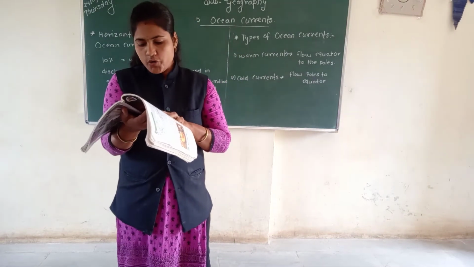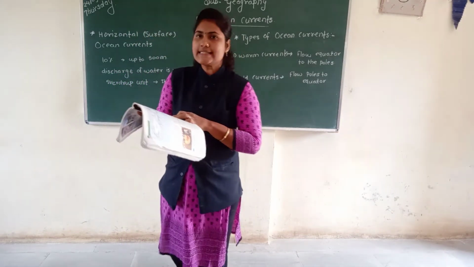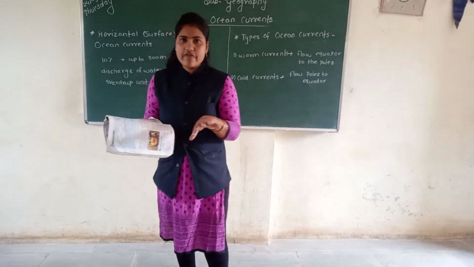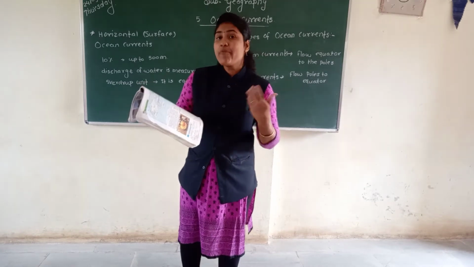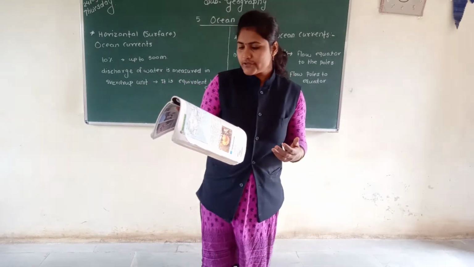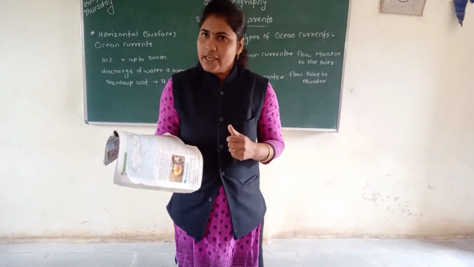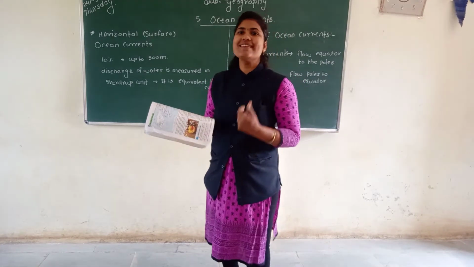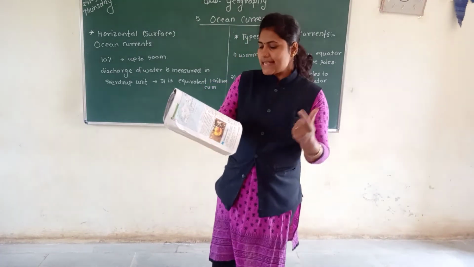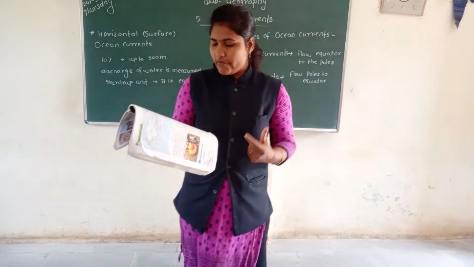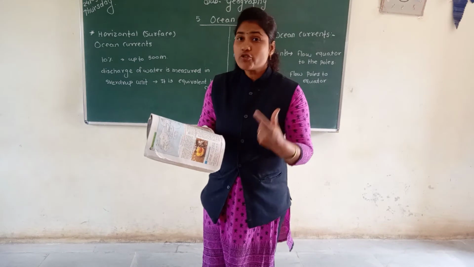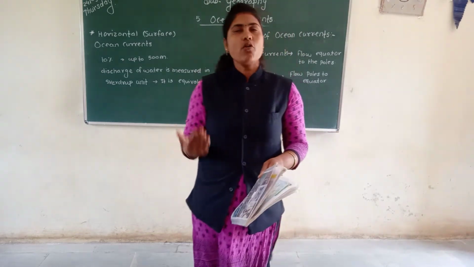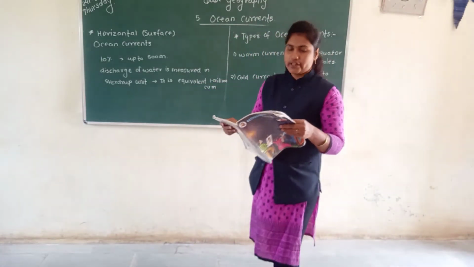Next question: when two different types of currents meet along the coast, what type of human settlement and occupation are seen? When warm and cold currents meet, dense settlement is found because these currents are favorable for human settlement, meaning a large quantity of settlement will be formed there. And which occupation will be there? Fishing occupation will be found in large quantity there.